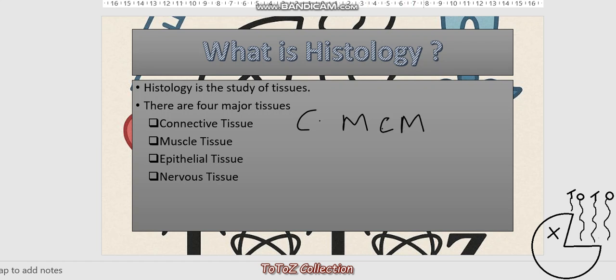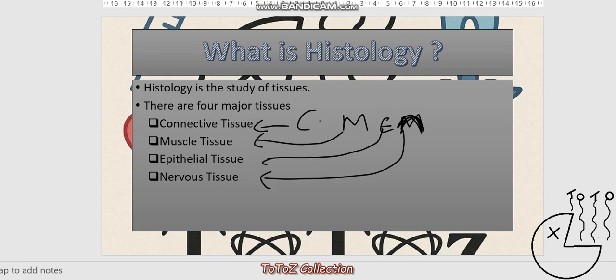So these are the 4 major tissues that you have. You have connective tissue, muscle tissue, epithelial tissue, and then nervous tissue. So these are the 4 major tissues. Any other tissue that you might come across should be able to fall under one of these.